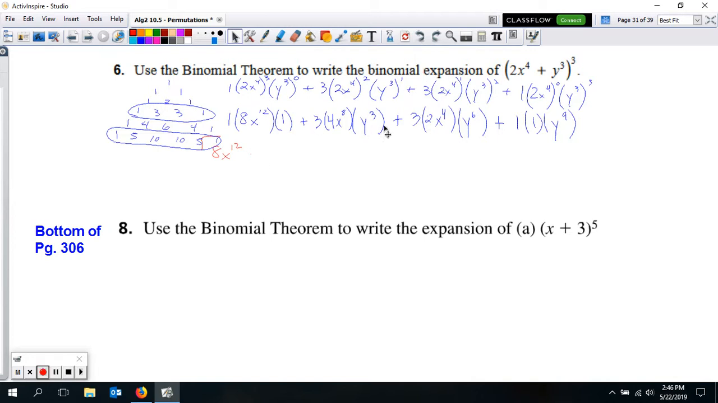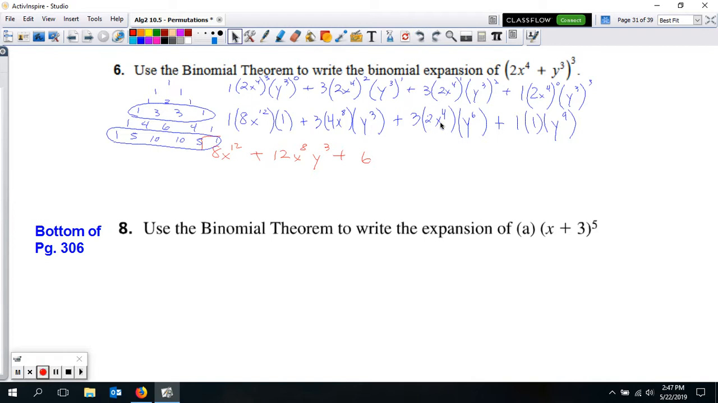And then it's going to be plus the next term here. So this one we want to multiply 3 times 4. So multiply the big numbers, which will be plus 12. And then you'll have an x to the 8th and a y to the 3rd. So x to the 8th is there and y to the 3rd is there. And then it's plus the next big number here, which will be 3 times 2.